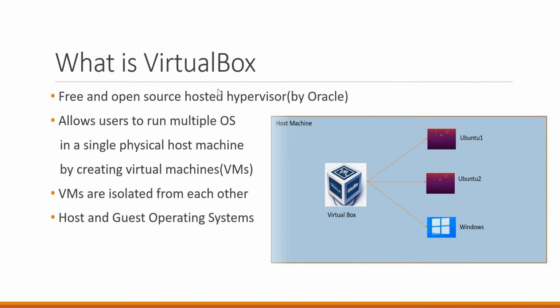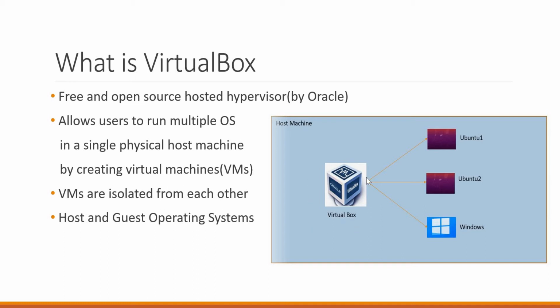What is VirtualBox? VirtualBox is a free and open source hosted hypervisor which is provided by Oracle. So what is a hypervisor? Hypervisor is a software or a hardware which allows us to create multiple virtual machines. In the diagram, if you see, we have a host machine. Host machine has one operating system. It may be Windows or Linux.